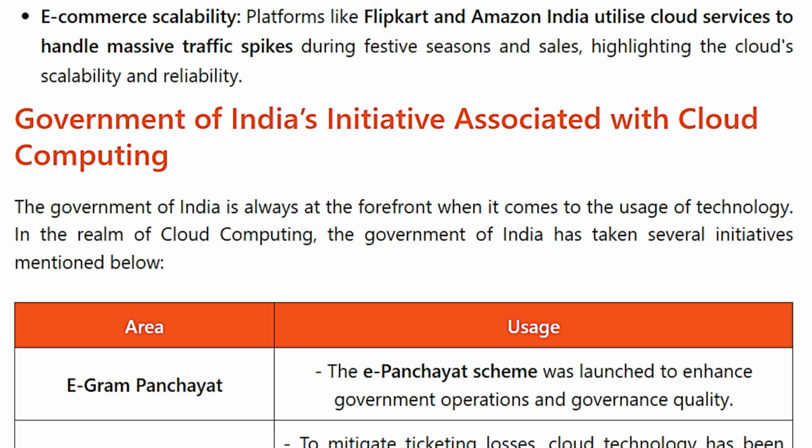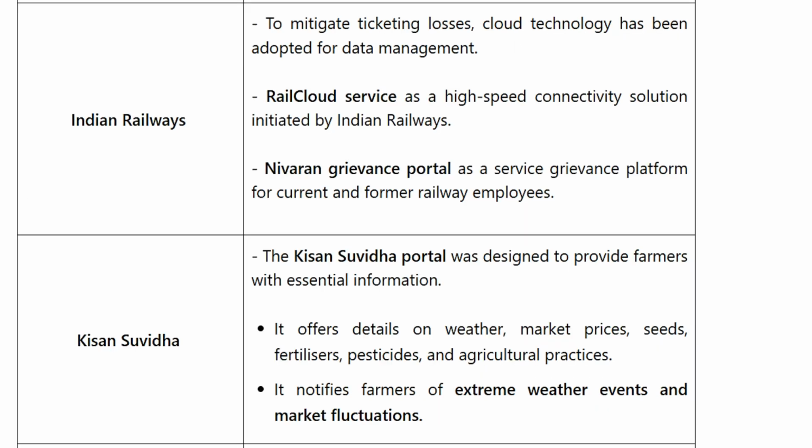Government of India's initiative associated with cloud computing. The Government of India is always at the forefront when it comes to the usage of technology. In the realm of cloud computing, the Government of India has taken several initiatives mentioned below. Area usage. E-Gram Panchayat. The e-Panchayat scheme was launched to enhance government operations and governance quality. Indian Railways. To mitigate ticketing losses, cloud technology has been adopted for data management. Rail Cloud Service as a high-speed connectivity solution initiated by Indian Railways. Nivaran Grievance Portal as a service grievance platform for current and former railway employees.